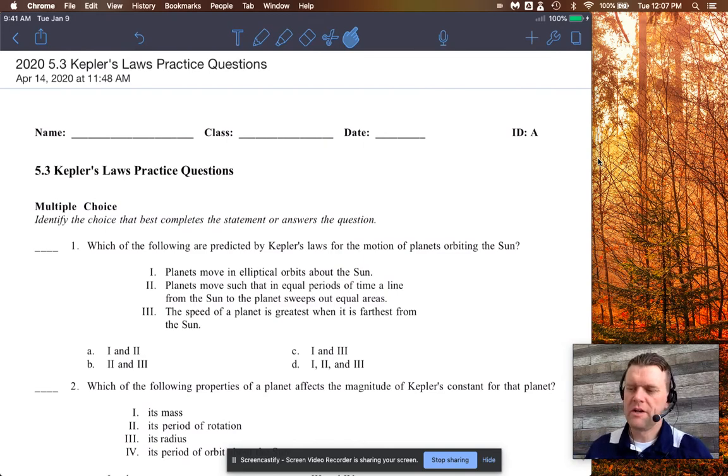Hello, Physics 20s. I wanted to go through a couple of the Kepler's laws practice questions. Again, I want to encourage you to be patient and to get comfortable entering big numbers into your calculator, and I'll walk you through a little bit of that right now.